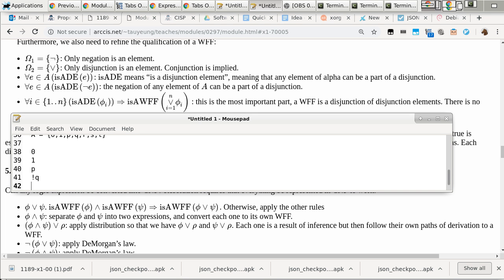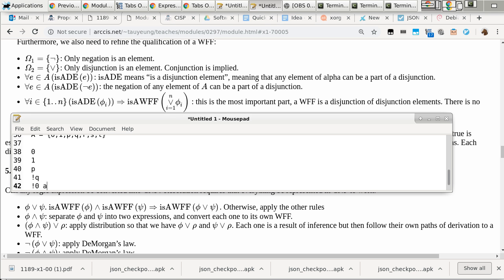The negation of 0, which is not very useful, is also a disjunctive element. Are we good so far? Then what is a well-formed formula? An or of at least one of these items is a well-formed formula. Okay?